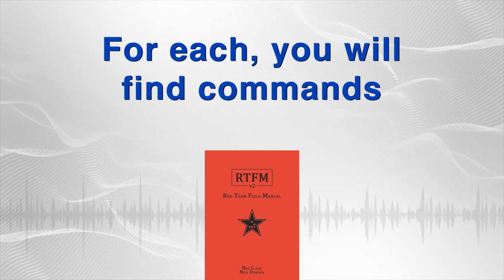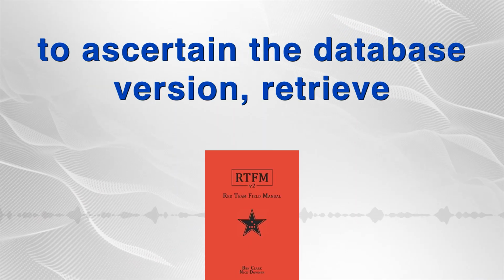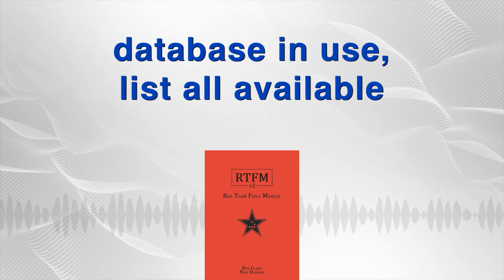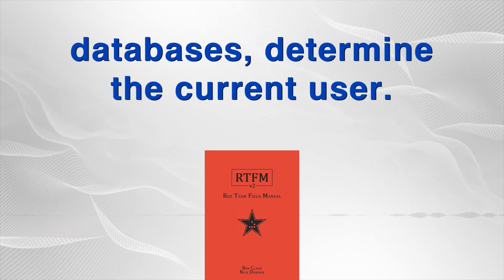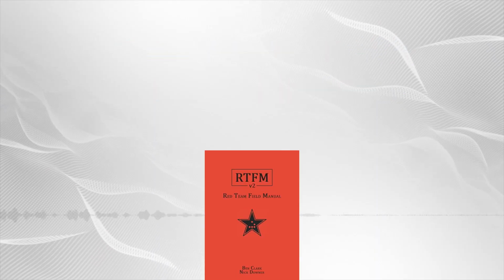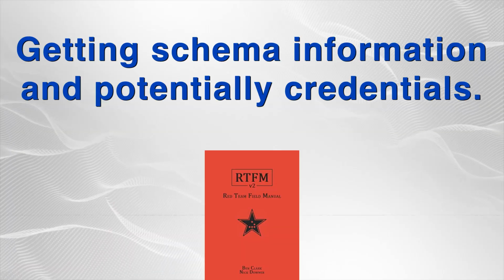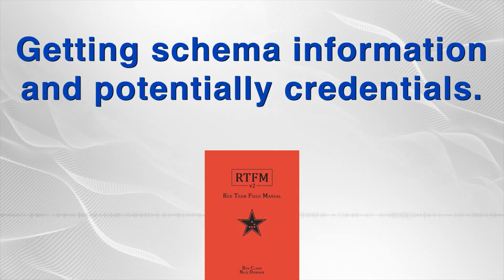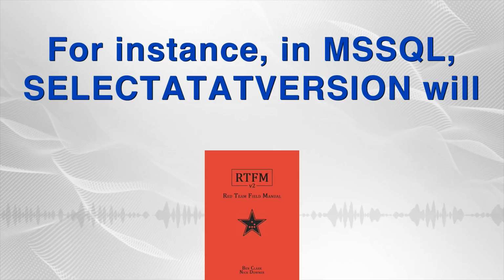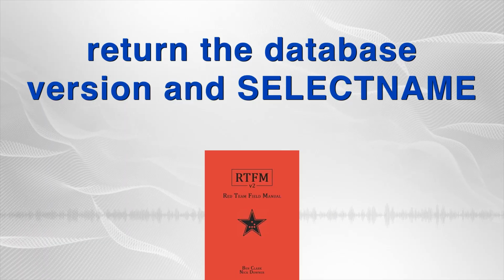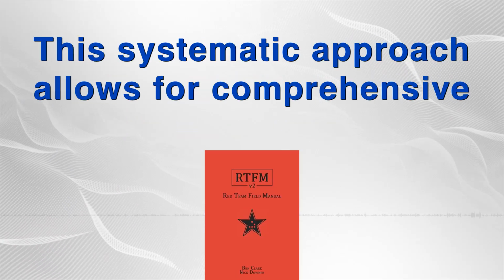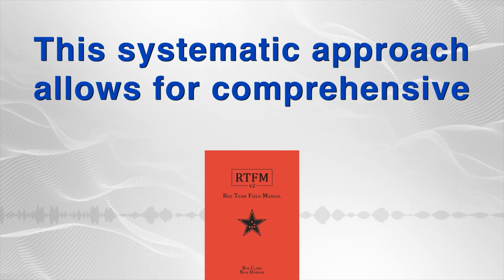For each, you will find commands to ascertain the database version, retrieve the hostname, identify the current database in use, list all available databases, determine the current user, list all users, extract password hashes, and enumerate tables and columns. Getting schema information and potentially credentials. For instance, in MS SQL, select @@version will return the database version, and select name from master.sys.databases lists all databases. This systematic approach allows for comprehensive data collection.